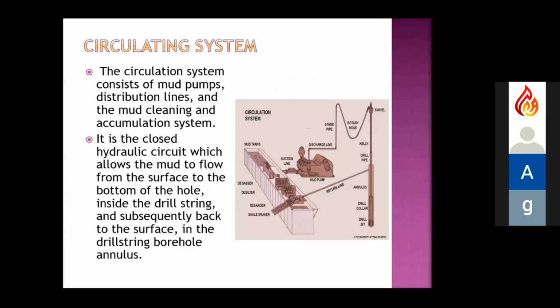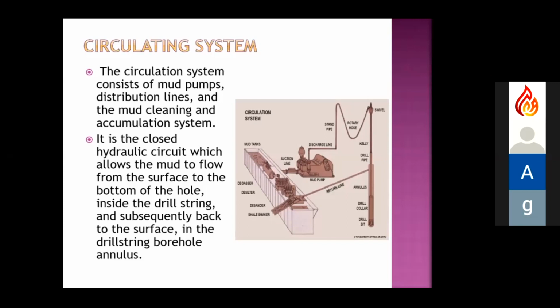Okay, now the circulation system. This here is the life of the mud engineer. This circulation system consists of the mud pump, mud lines, suction line and discharge line, standpipe, rotary hose, swivel, Kelly or TDS. The mud will come from the mud tanks through the suction line by the pump to the discharge line. Then it will go to the rotary hose by the standpipe and rotary hose. Then it will go inside the drill pipe through the TDS or Kelly.